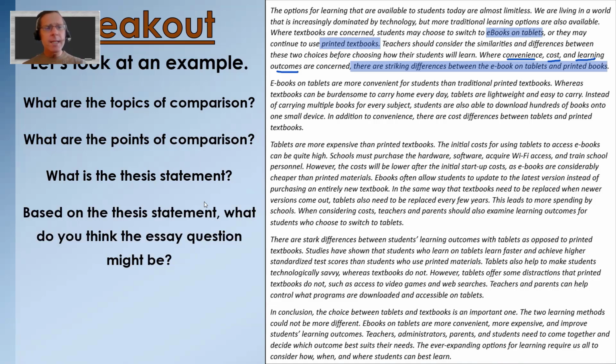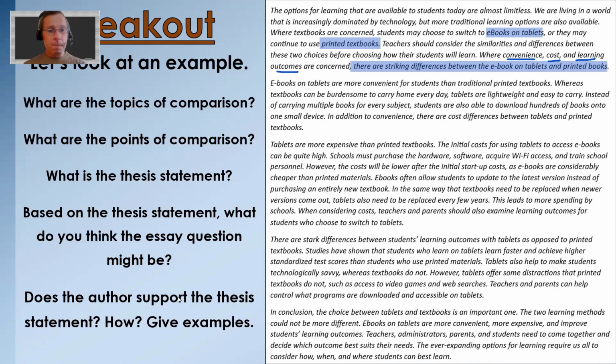So based on this thesis statement, what do you think the essay question may have been? Well, when I see that there are striking differences between ebooks and tablets, I think the essay question was related to, are they similar? Are they different, right? It's not asking me to simply list the comparisons and the contrasts. It's asking me, are they more similar? Are they more different? Okay, so I need to make a determination there.